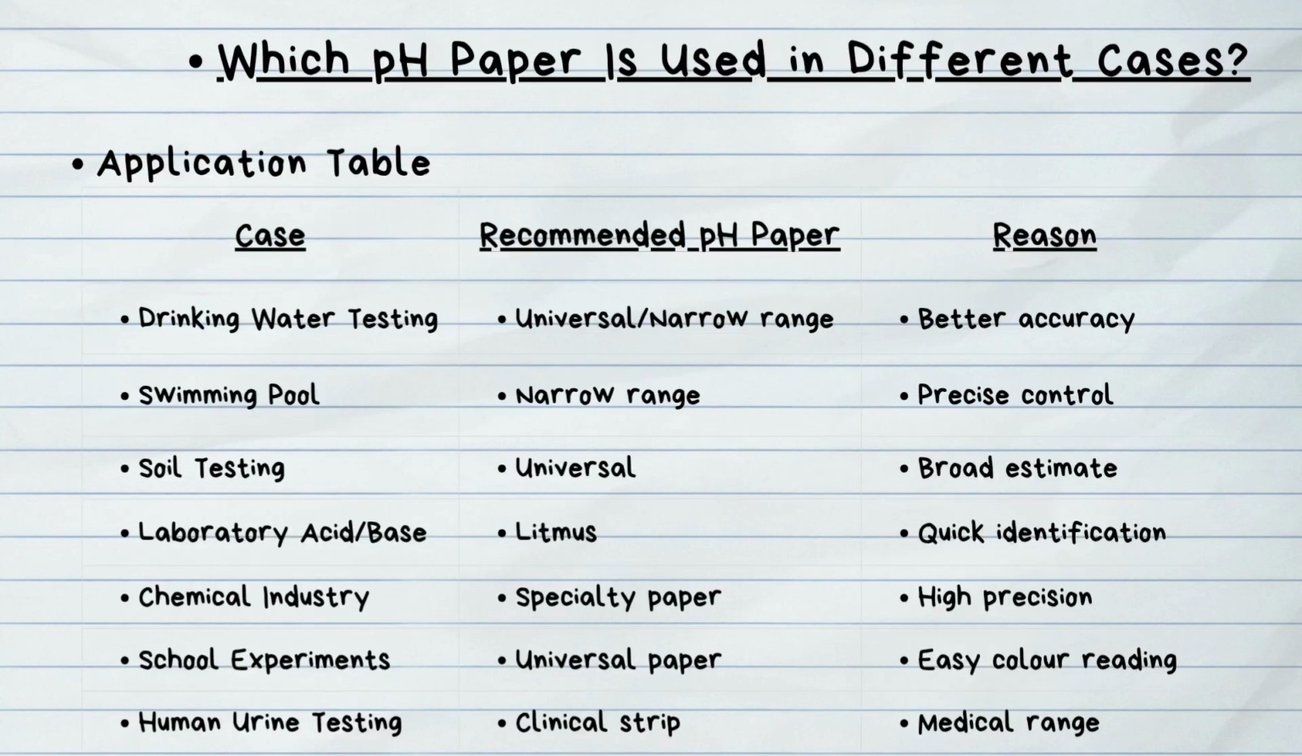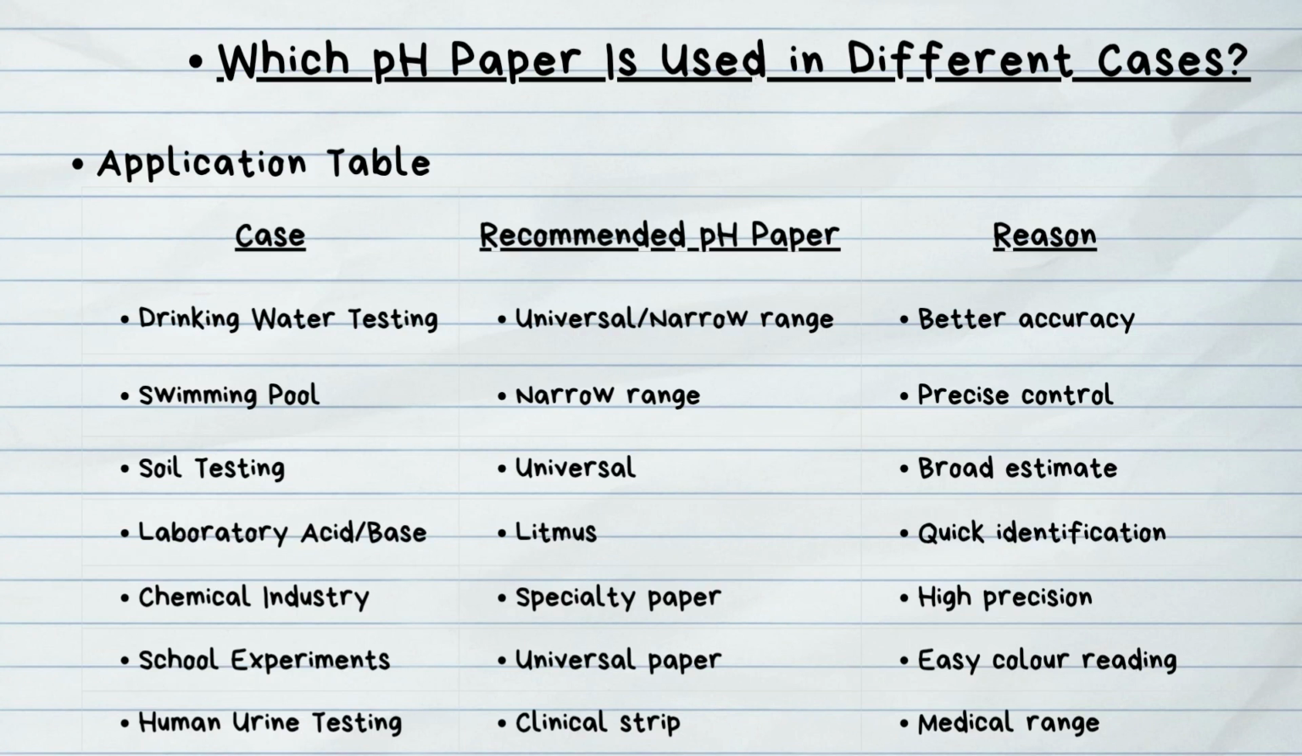Now comes a very important question. Which pH paper should we use in different situations? Let's make this super simple. For drinking water testing, universal or narrow-range pH paper is preferred because accuracy matters. For swimming pools, narrow-range paper is often used to maintain proper water balance. For soil testing, universal pH paper works well for a general idea.